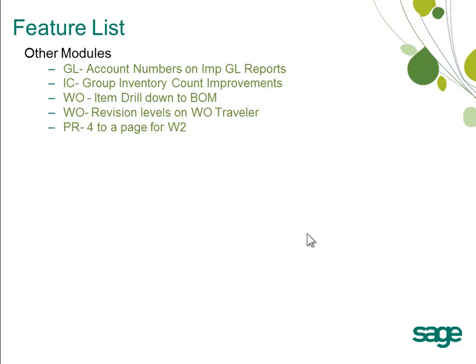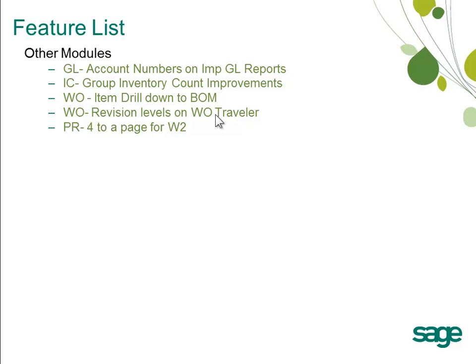The General Ledger account numbers on improved General Ledger reports. There are several reports this applies to. We're going to go through one of them. The IC group count inventory count improvements to help you edit more than one item at a time. The work order item drill down to bill of materials to allow you to access bills of materials from other places in the system, especially from inventory control.